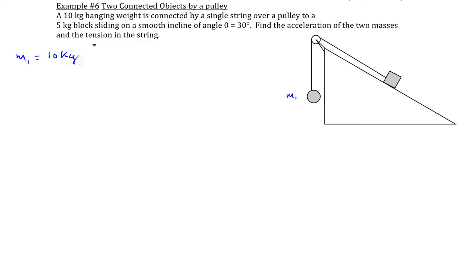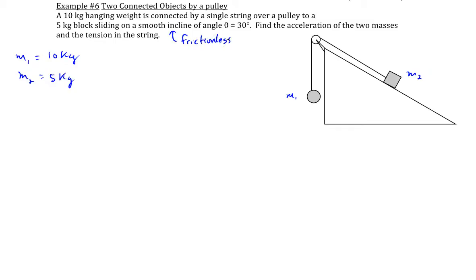The block that is sliding along this smooth inclined plane, we'll label as M2, and we're told that mass is 5 kilograms. We're told that this is a nice smooth incline, which means that it is frictionless, and we'll get into friction later on in the next class or two.